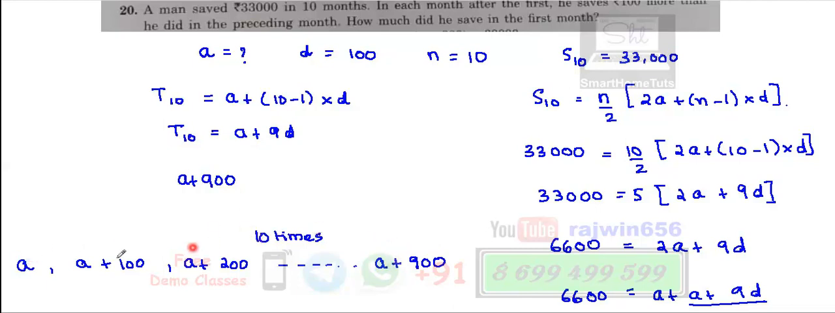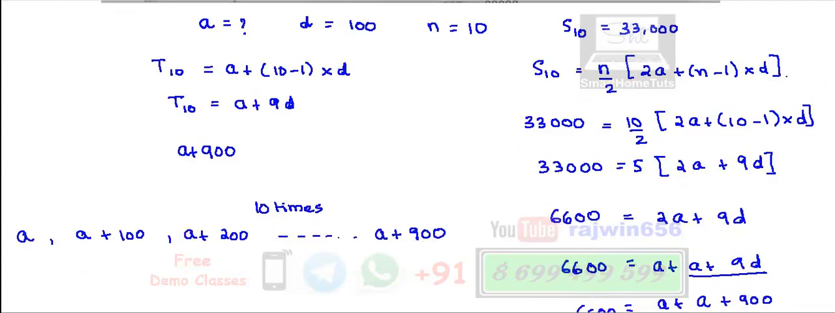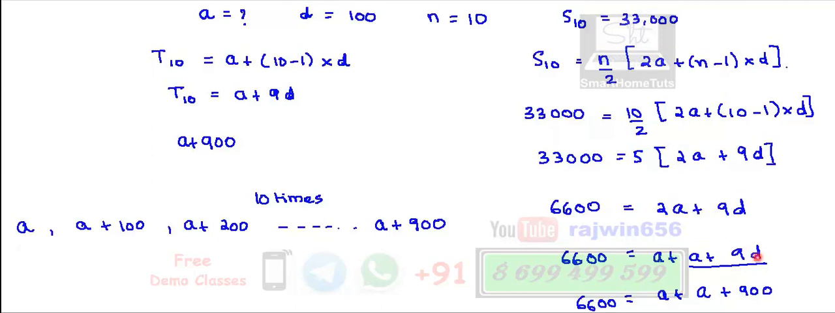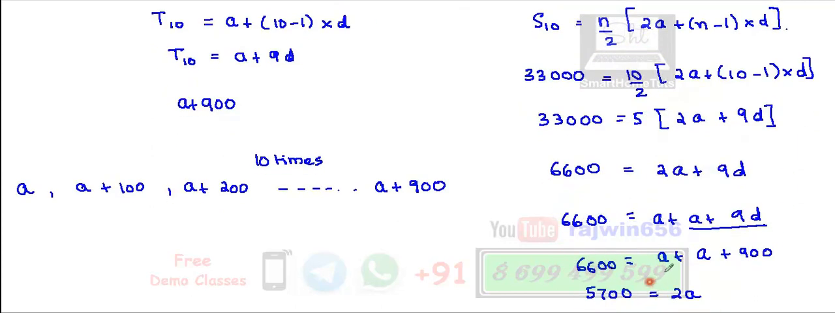And here, the first term is A. Every time I'm adding 100, then again 100, so this is going to go on up till 10 times. So the last term is going to be A plus 900. So this term A plus 9D is A plus 900. This part I'm substituting, so this is becoming A plus 900. From this, I'm going to get the value of A.